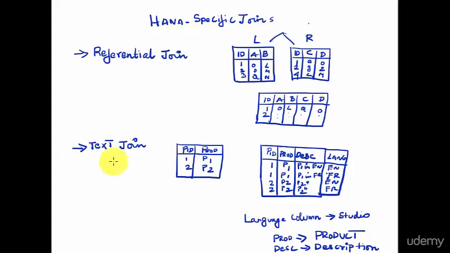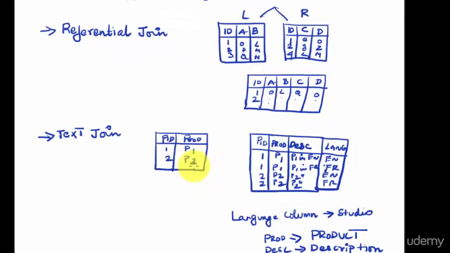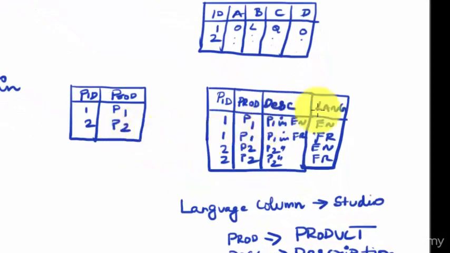The next join is called a text join. Text join is basically when we want to give the description mapping for the columns with different languages. Now, let's say we have a table with product ID and product name. So let's say we have 1, 2, and P1 and P2. And then we have a table where you have description mapping from different countries. For example, this table has PID, description, and then language.